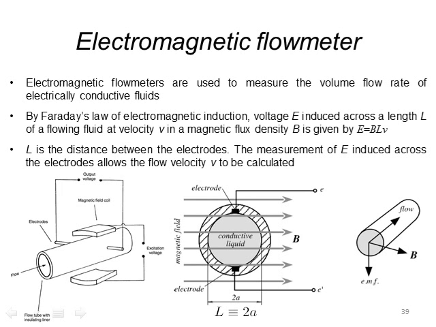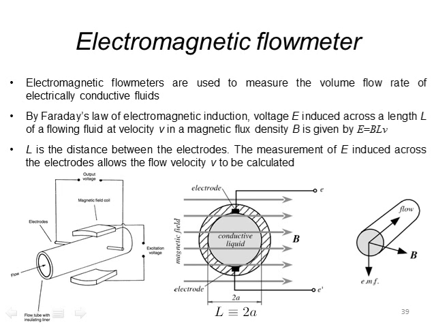The last flow meter I will talk about today is an electromagnetic flow meter. This is quite interesting. It's limited to fluids that are electrically conductive. Obviously, we're going to use electromagnetic fields, so we have to have some sort of charged entities in order to be able to detect them. By Faraday's law of electromagnetic induction, the voltage E induced across the length of a fluid flowing at a velocity v in a magnetic field of flux density B is given by E = BLv.